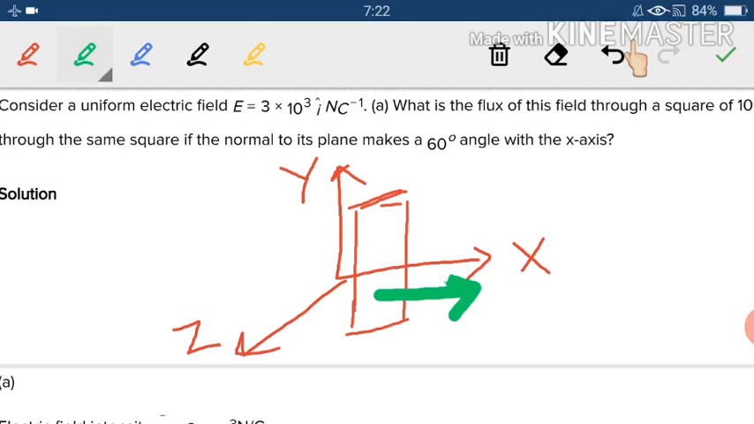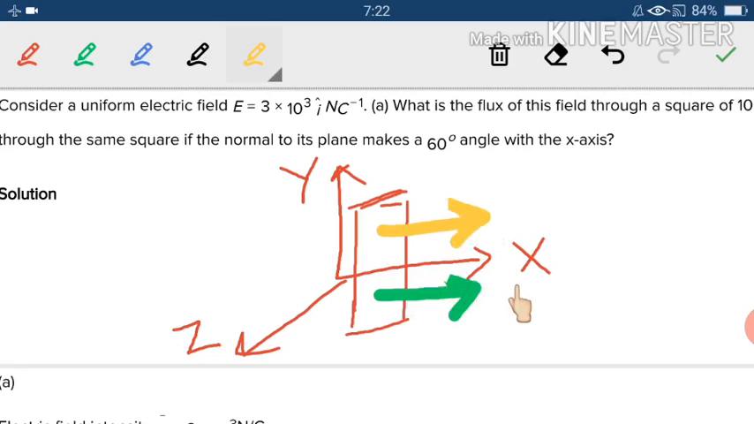Now if I talk about the area vector, the vector drawn normal to a plane, the vector which is perpendicular to a plane, indicates the area vector. It means I can say that this will be the area vector if this plane of the square is parallel to this YZ plane. This is the direction of the area vector. This is the direction of the electric field. So what is the angle between them? If they both are in the same direction, the angle between them will be 0.